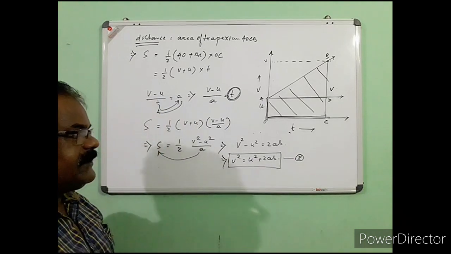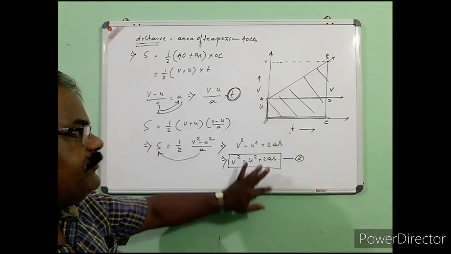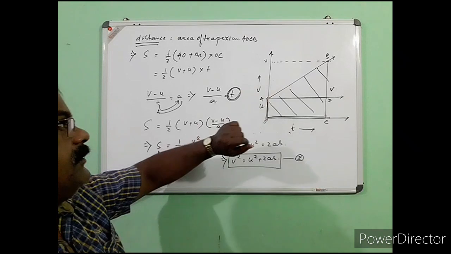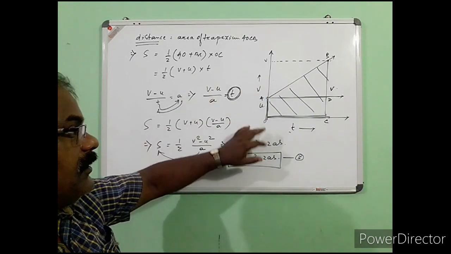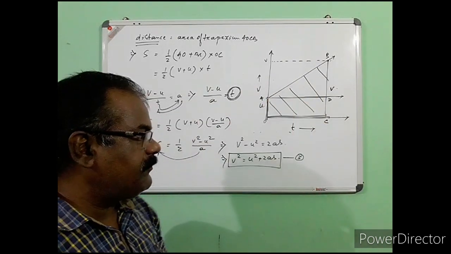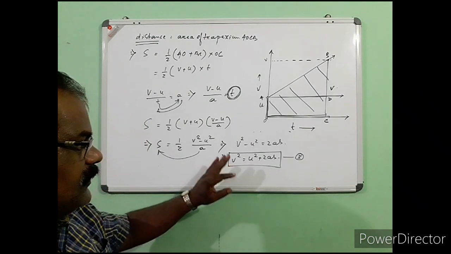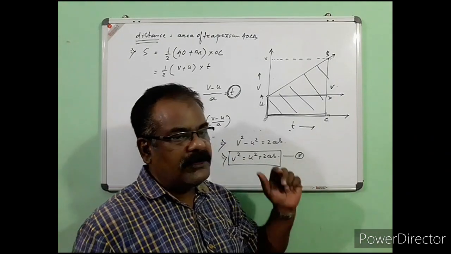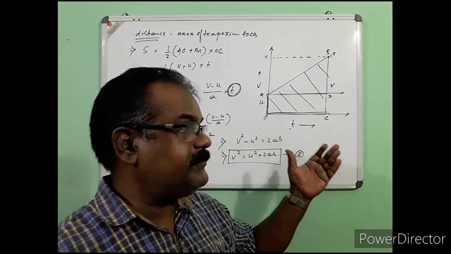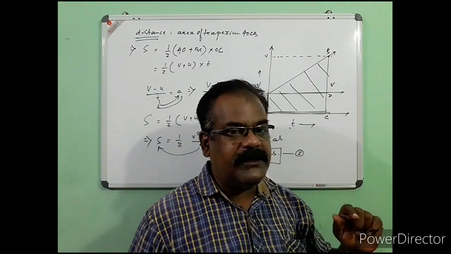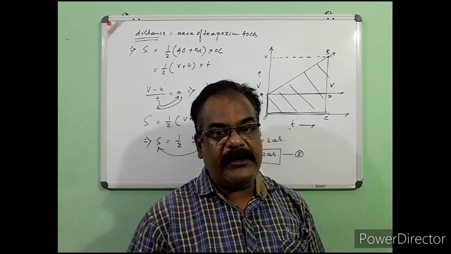So likewise we can derive all three equations of motion from the graph, provided you remember the body is moving with uniform acceleration. So this is all about motion in one dimension.